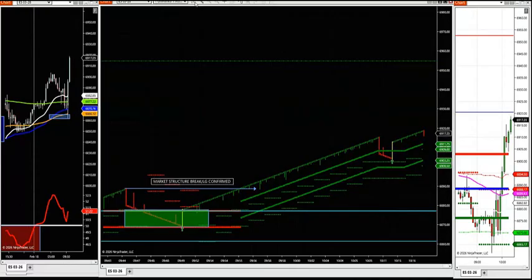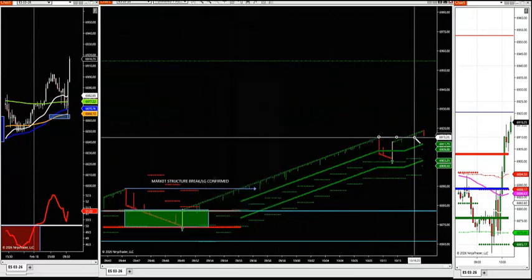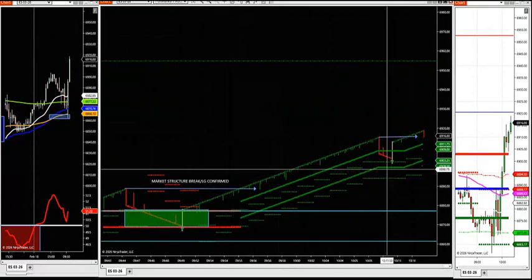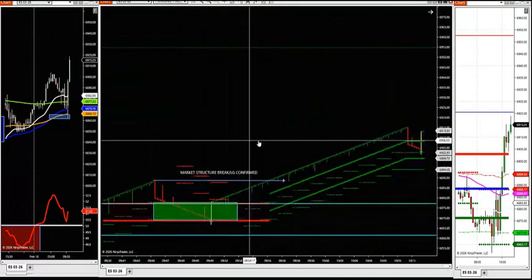And here's your market structure break over here also, confirming if that got into the zone. This didn't get the zone, but that is a market structure break. But you can see what happened. There's your ultimate buy right there.